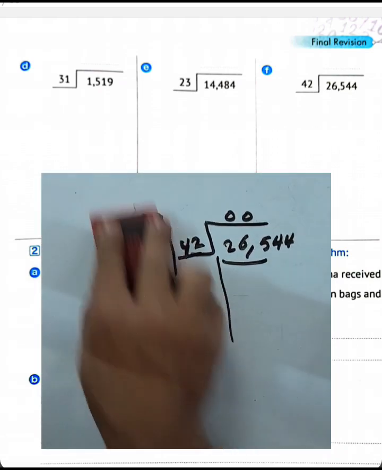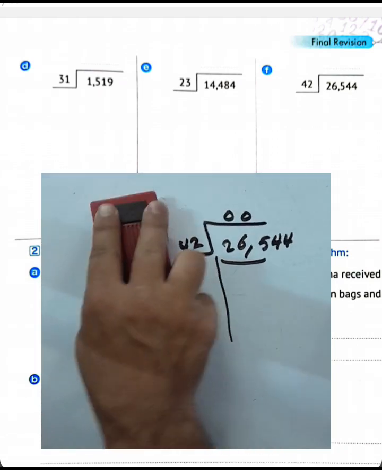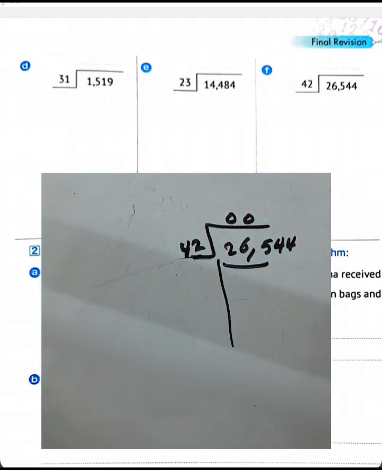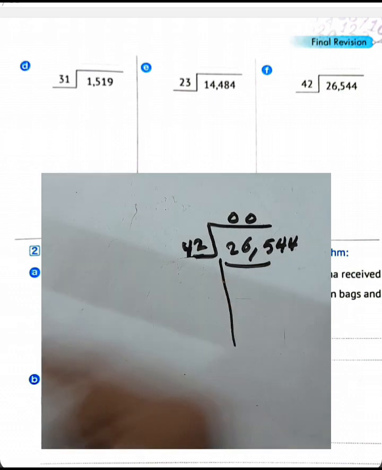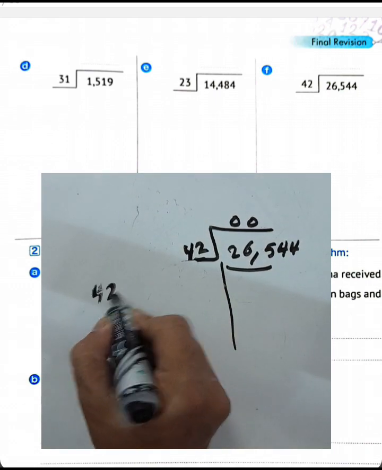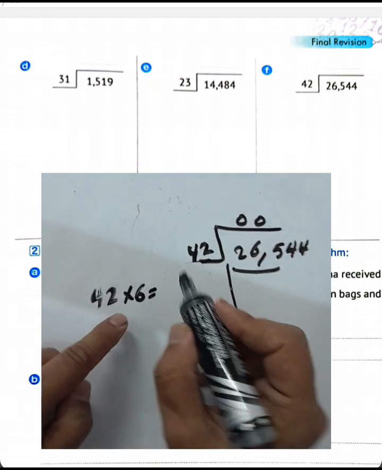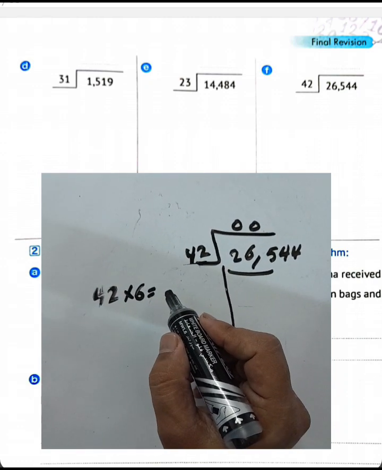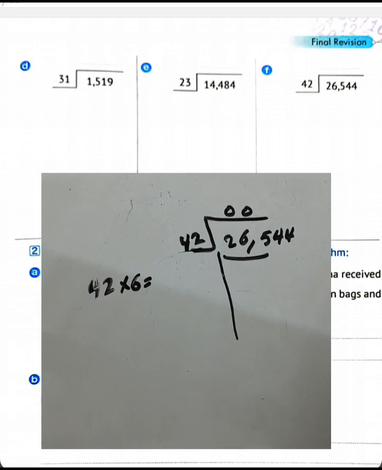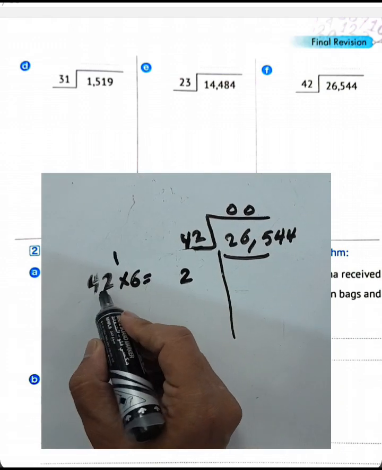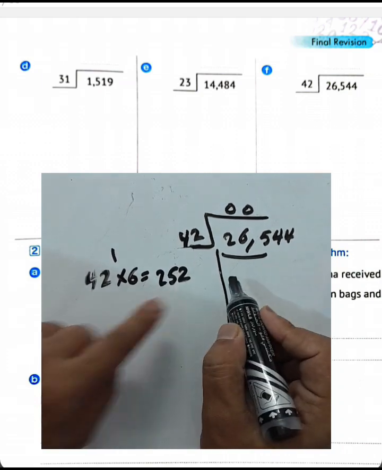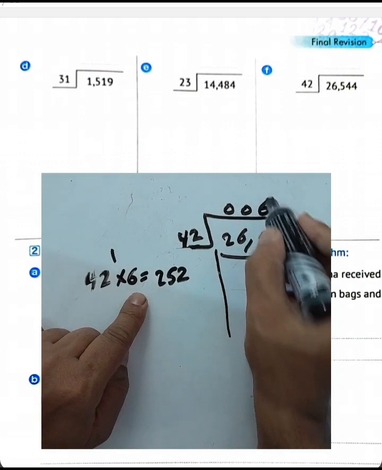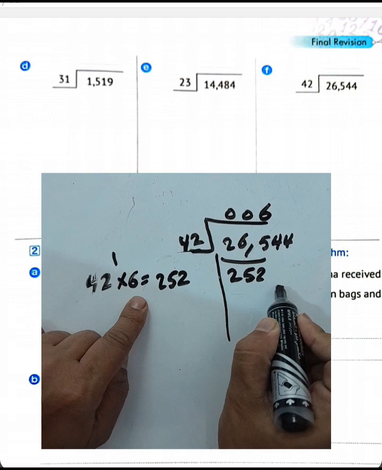Okay, I will complete here. In this example, 42 times 6. I will find the multiplication between 42 and 6 to find the number less than 265. Right, 42 times 6. 2 times 6 equals 12. Write 2 and carry 1. 4 times 6 equals 24. 24 plus 1 equals 25. Write 6 outside, and 252 here.